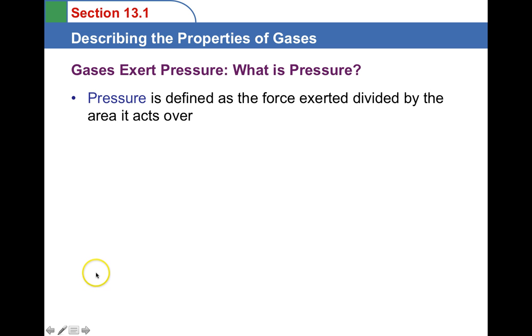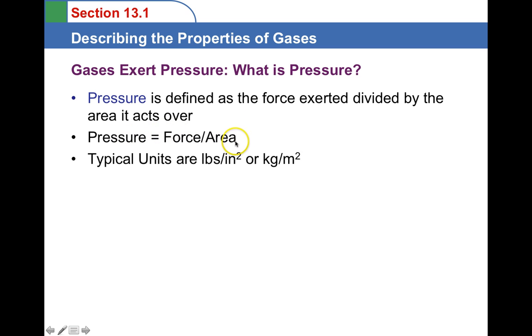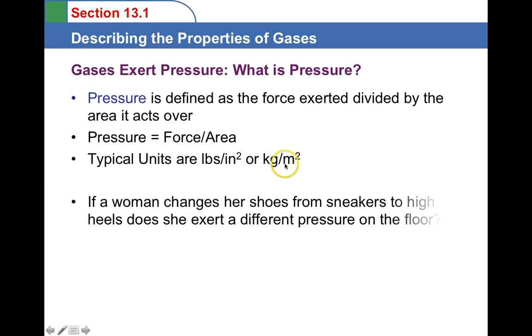Today we're going to talk about pressure and what pressure actually is. Pressure is defined as the force exerted divided by the area that same force acts over. So pressure is equal to the force divided by area, and here are some typical units. This is pounds per square inch or kilograms per square meter.